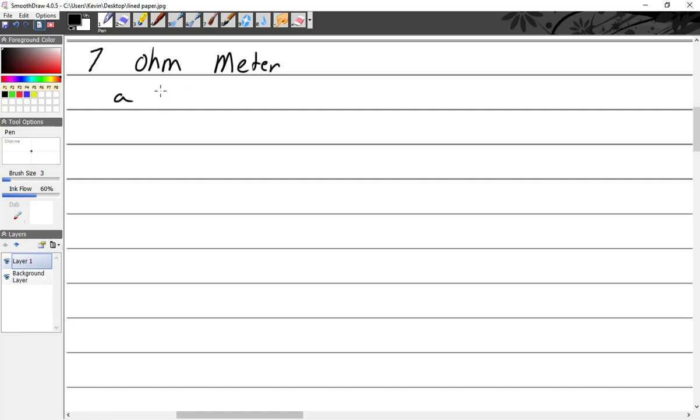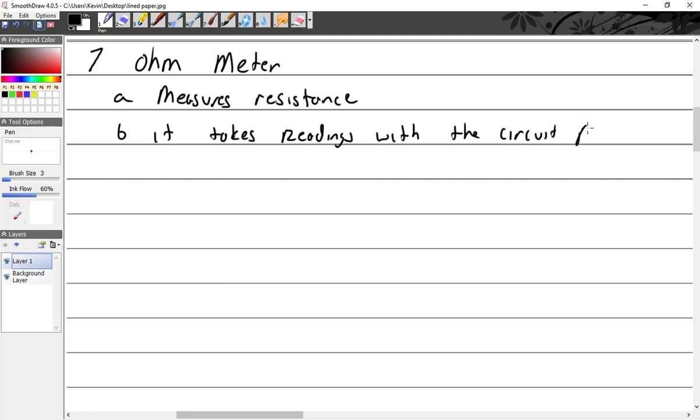So what does an ohm meter do? Measures resistance. It takes readings with the circuit power in what position? Off. Thank you, Steve. Although this class, I have not seen a problem with that. I have had other classes where everybody wanted to leave the power on.